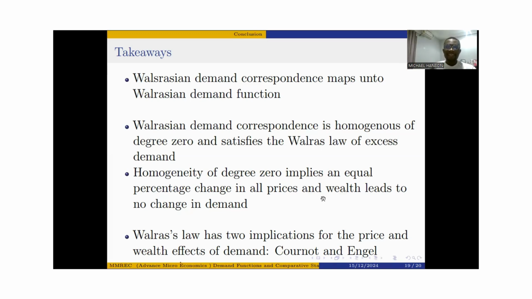This is another lengthy tutorial you've taken. You need to take time and listen to it again, a second time, and you will get through demand functions and comparative statics.